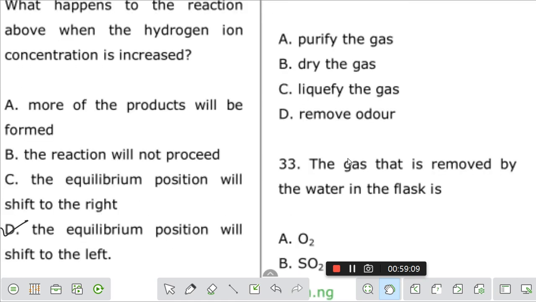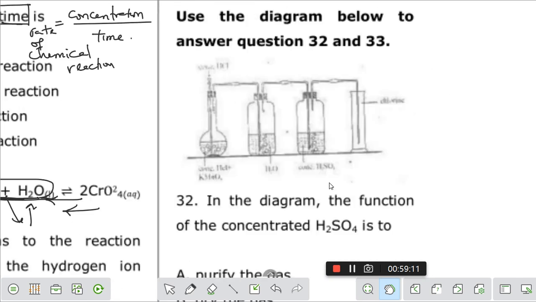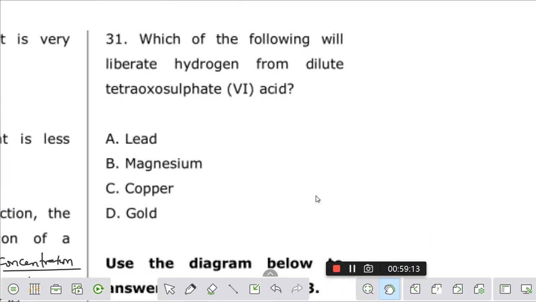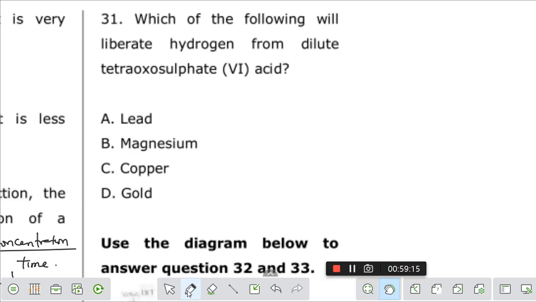So I think we are done with that aspect. Let's go to the next one. Which of the following will liberate hydrogen from dilute tetraoxosulfate(VI) acid? I told you that anything that is higher than hydrogen in the electrochemical series is going to liberate hydrogen. So look at this.